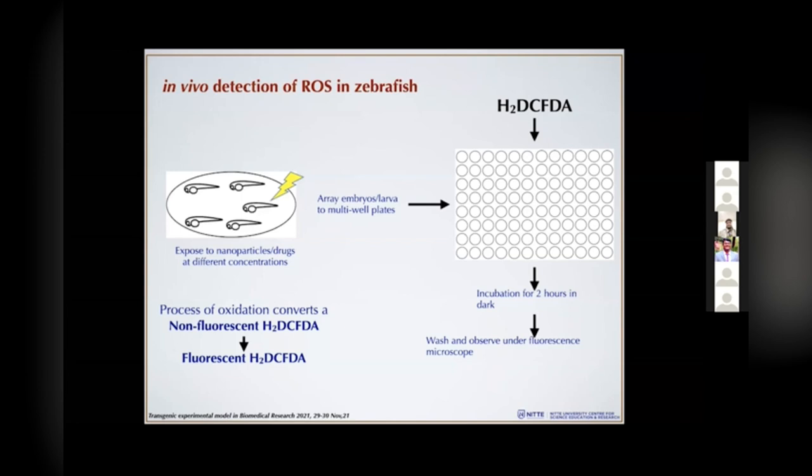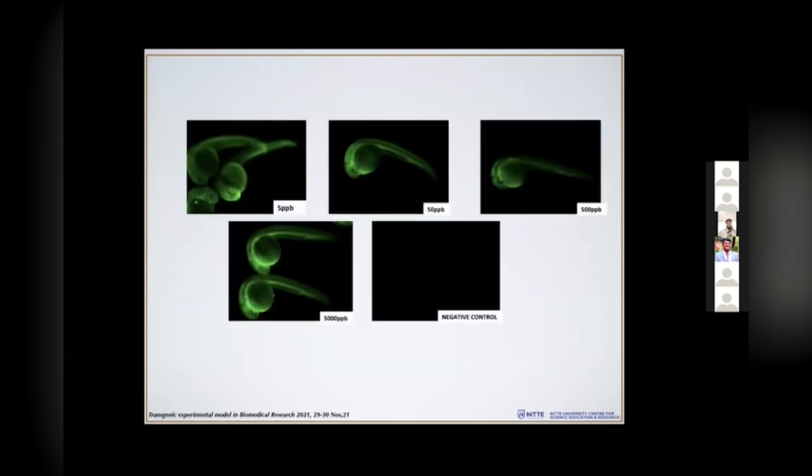Next slide, Akshat. So if you see here, these are all zebrafish embryos treated with arsenic, and arsenic is known to cause oxidative stress. And as you increase the concentration, you see enhanced expression of these compounds. So that means the reactive oxygen species generation, you can track this, you can monitor it in real time. Next slide.